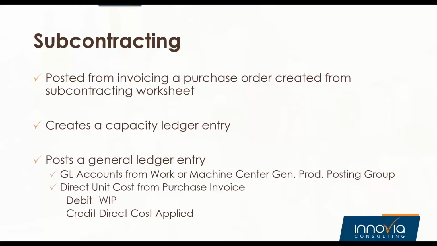So what happens here is on your work or machine center, again, you have a general product posting group associated. And on that product posting group, there's a direct cost applied account. So in this instance, you would set that direct cost applied account to where you would like your subcontracting costs to post. And then the debit, of course, is a WIP account from the finished good item posting group.